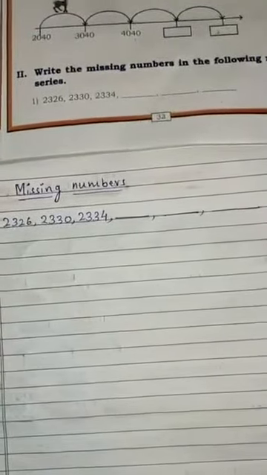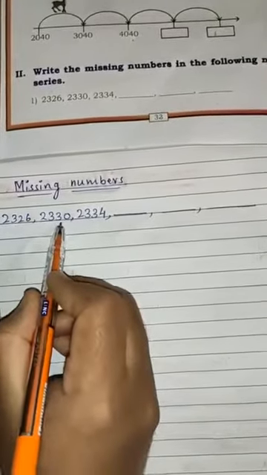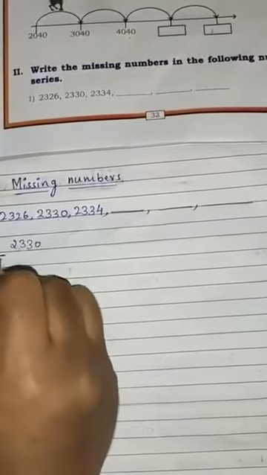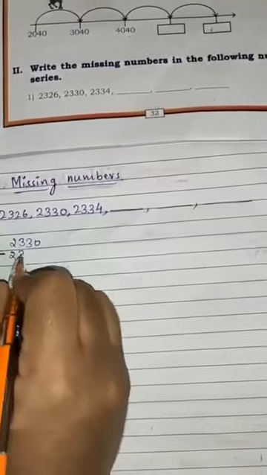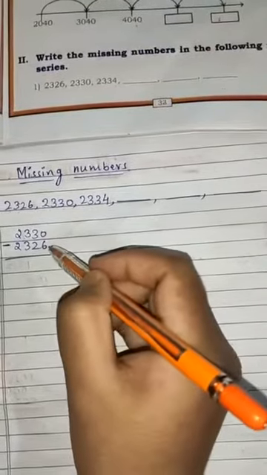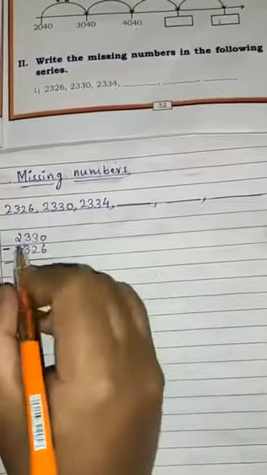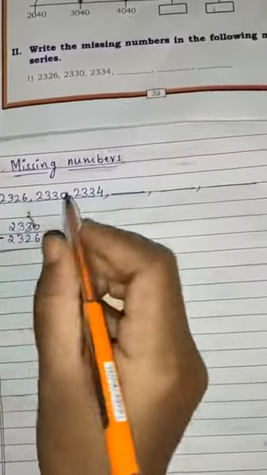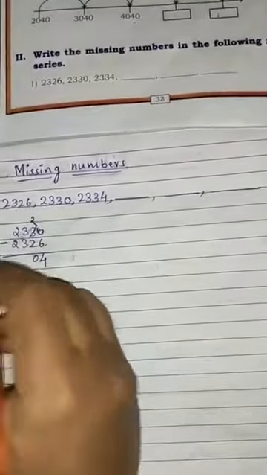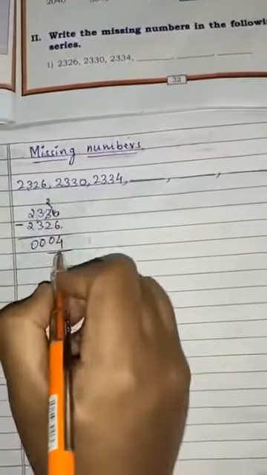Now, what do we have to do? Yes, we have to subtract the first number from the second number. So, what is the second number here? 2330 minus the first number, 2326. Yes, so let us subtract here. 0 minus 6, it is not possible to subtract 6 from 0. So we'll borrow 1 from here. It will become 2. So 10 minus 6, 4. 2 minus 2, 0. 3 minus 3, 0. 2 minus 2, 0. So what is the difference between these two numbers? Yes, it is 4, right?